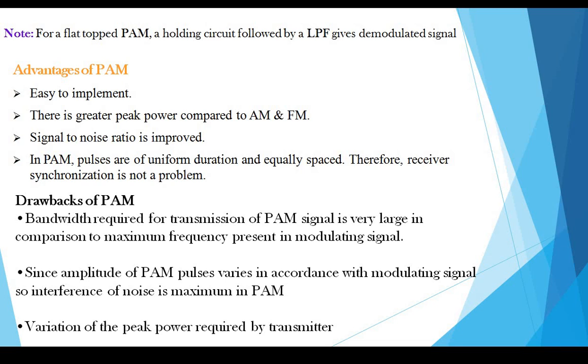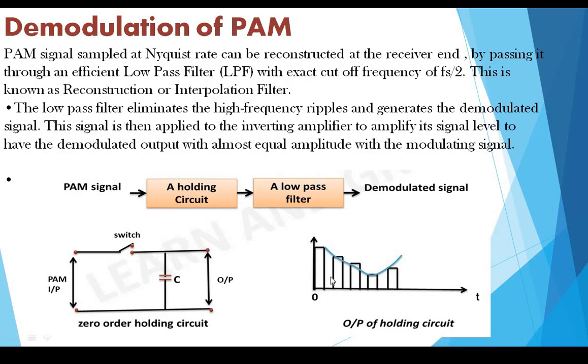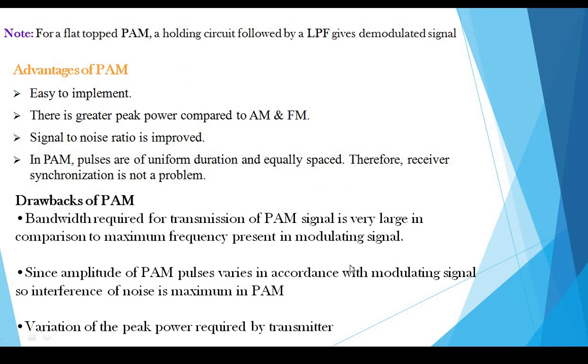Now see the advantages of PAM. It is very simple, very easy to implement. We just need a sample and hold circuit, a message signal, and a switch, and then you are ready to get your pulse amplitude modulated signal. There is a greater peak power compared to amplitude modulation and frequency modulation, the signal to noise ratio is also improved in PAM, and the pulses are of uniform duration.